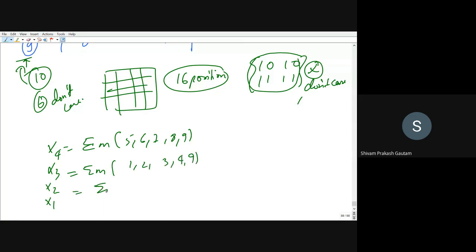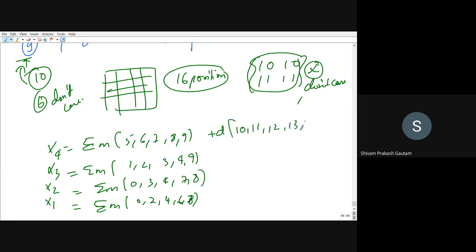Here the min terms are 0, 3, 4, 7, 8. And for x1 the min terms are 0, 2, 4, 6, 8. And don't care will be 10, 11, 12, 13, 14, 15. And here it will be the same. I'm not writing. You can do it, right? So don't care will be the same in all the cases.